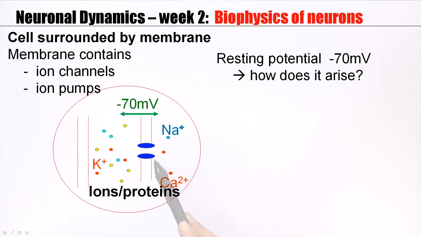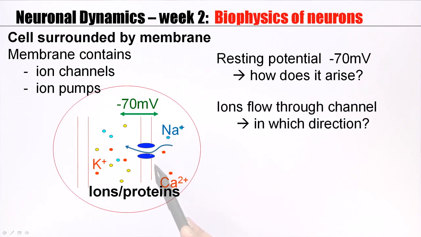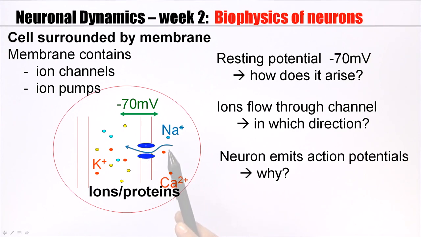I mentioned that if the ion channel is open, ions can flow inside or outside the cell. Well, which direction are the ions going to flow? And finally, how do ion channels and ion pumps interact so as to cause the generation of a spike? What's the biophysics that allows neurons to emit an action potential?